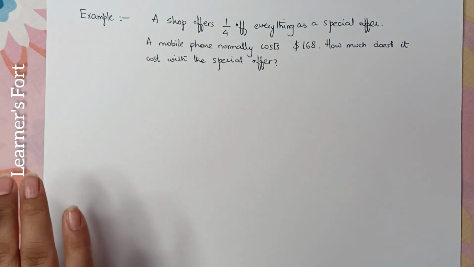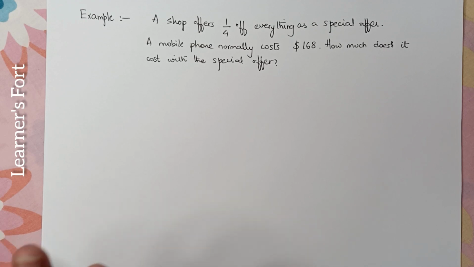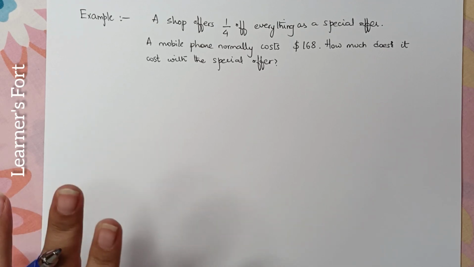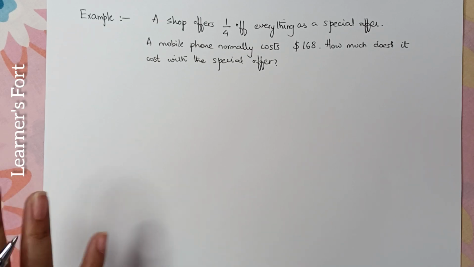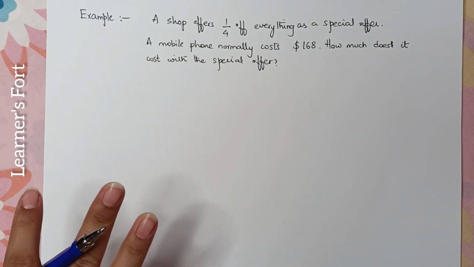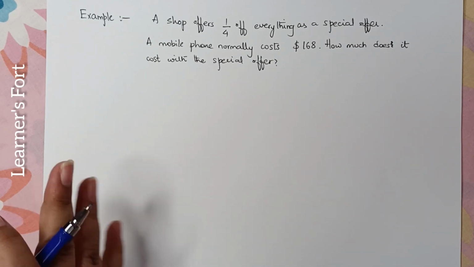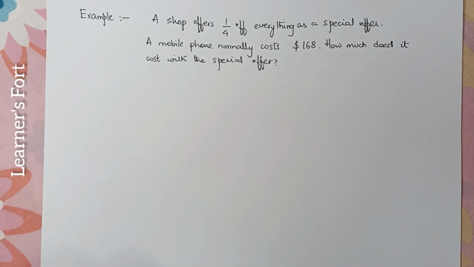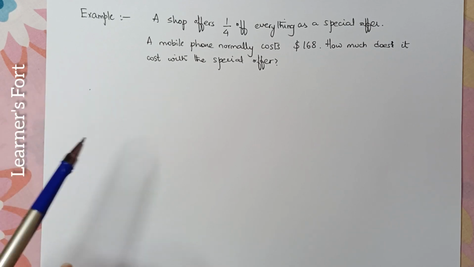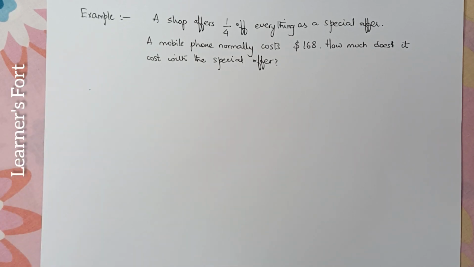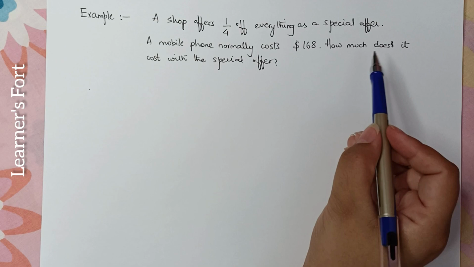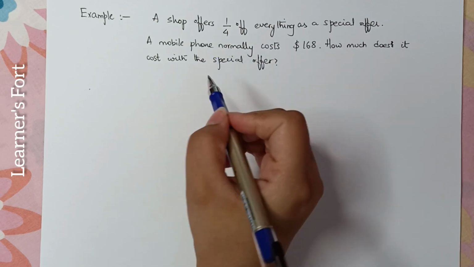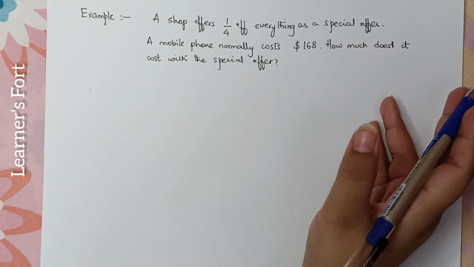Okay, now let's have a look at another example. A shop offers 1/4 of everything as a special offer, right? So it is giving a discount of 1/4 off. The 1/4 of the price will be off as a discount. A mobile phone normally costs $168. How much does it cost with the special offer? So we have been given the original cost of the mobile phone, and we have been asked how much will it cost after applying the special offer, right?